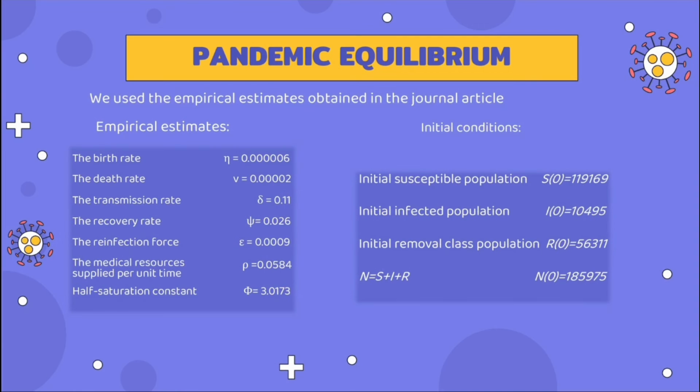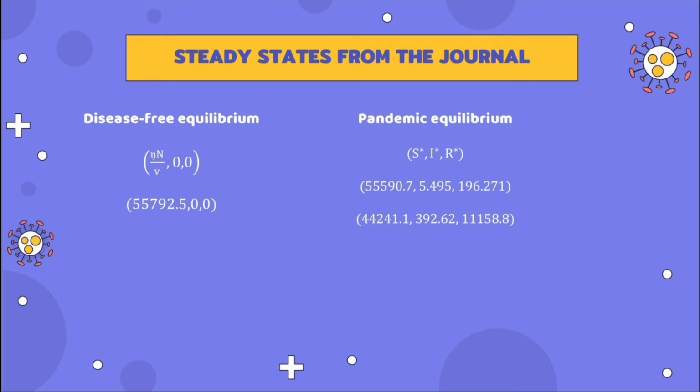Then we talk about the pandemic equilibrium. For this part, we used the empirical estimates obtained in the journal article. Here are the empirical estimates, and here are the initial conditions. And then we use mathematical software and get the following results. There is a disaster-free equilibrium, and here is the pandemic equilibrium.